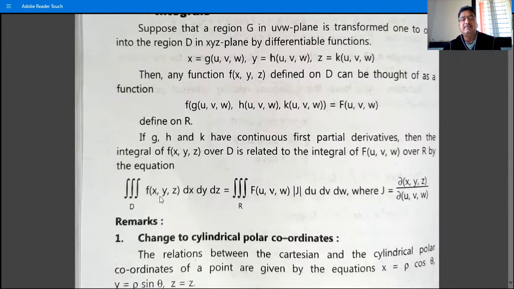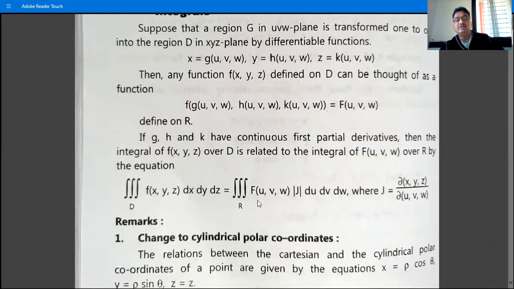That is, find the value by replacing x, y, z in terms of the new variables u, v, w, and find the value of this function of x, y, z. Suppose this function is converted to capital F, a function of u, v, w. That is, we substitute: suppose x is a function of u, v, w, y is a function of u, v, w, and z is a function of u, v, w. That is the substitution. So we substitute x as a function of u, v, w, and likewise y and z.